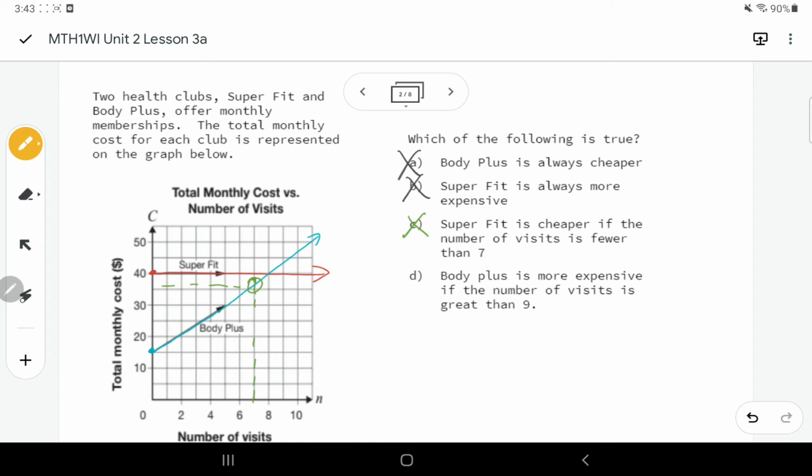Body Plus is more expensive if the number of visits is greater than 9. Yeah, here's 9 visits, and Body Plus is just going to get more and more and more expensive. So Body Plus is more than $40 there, and it's just going to keep getting more expensive, whereas Superfit just stays the same. So that one, D, would be the right answer there.